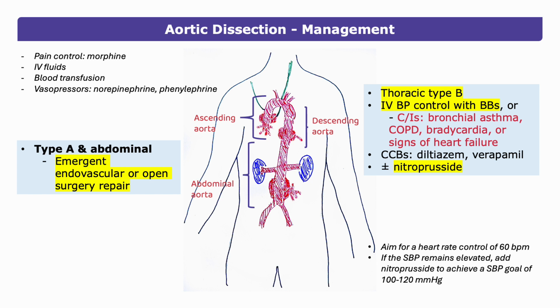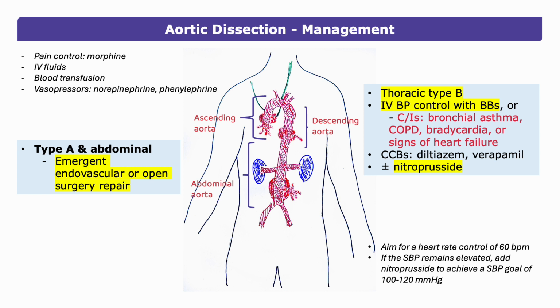So for ascending dissections and abdominal dissections, what you need to do immediately is an emergent endovascular or open surgery repair. It is important to know that for individuals who have Marfan syndrome or any connective tissue disorder, an endovascular surgery is not recommended. But surgery is going to be the answer for type A and abdominal dissections. Now, for type B, that one we're going to manage differently.